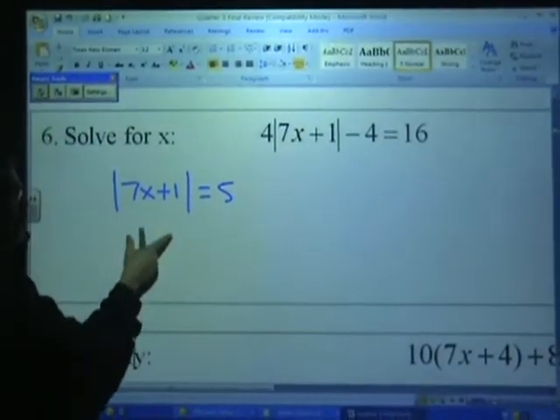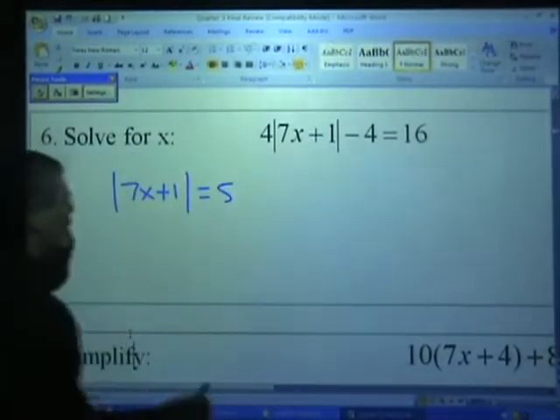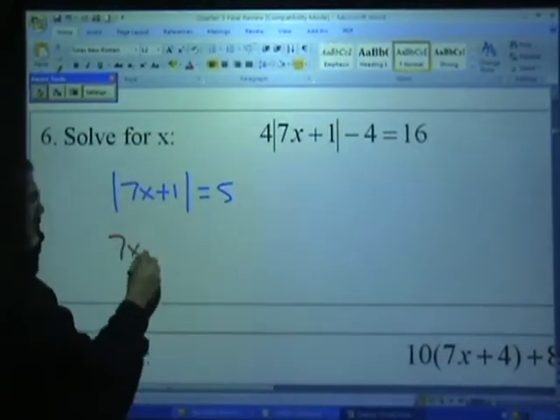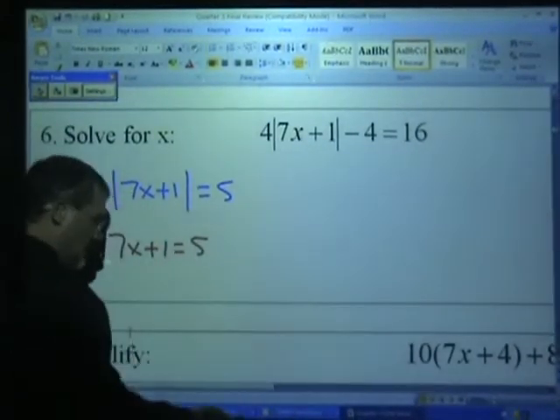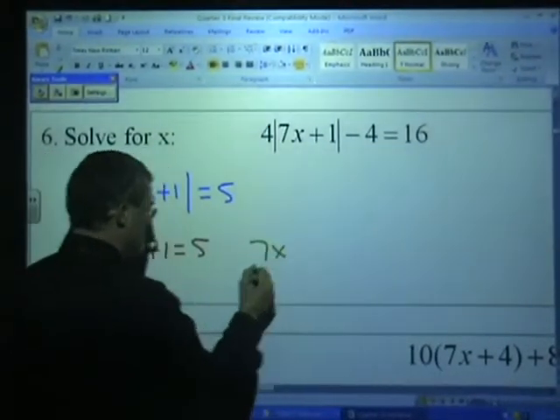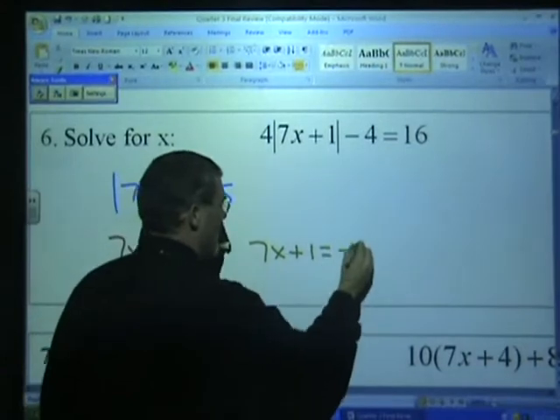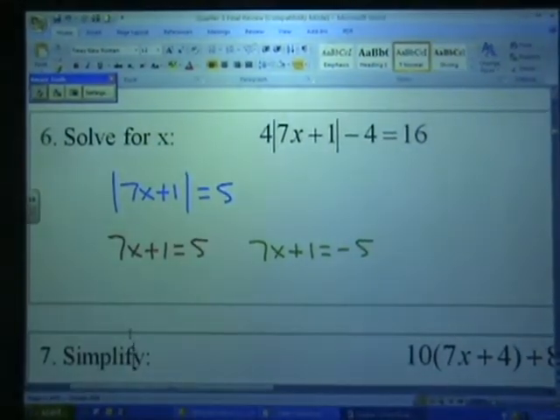Okay, good. Now that we have the absolute value by itself, we're going to write two different equations. The first one is 7x plus 1 equals 5. And there's no more absolute value because we're writing two equations. The absolute value bars go away. And the other one is 7x plus 1 equals negative 5. And then you just solve both those equations. So we're going to come up with two answers.